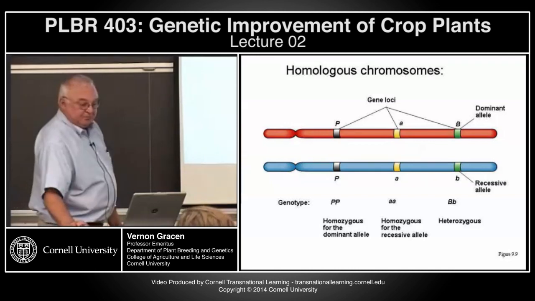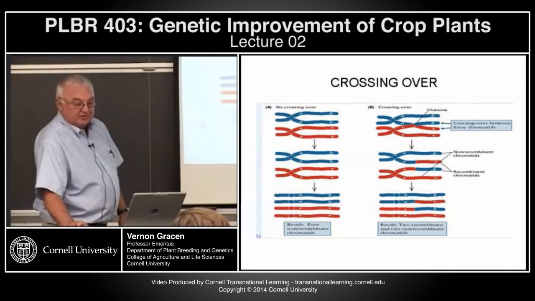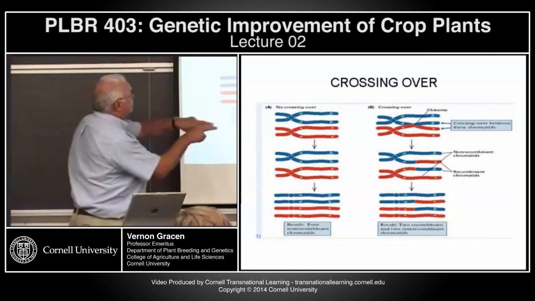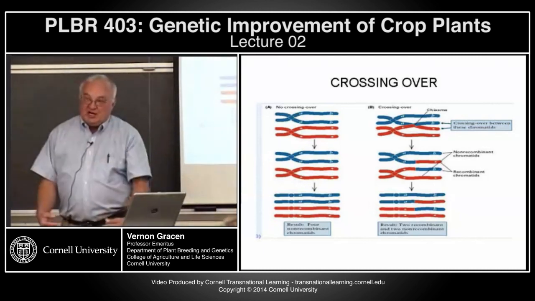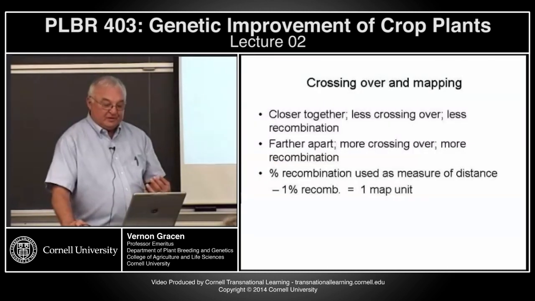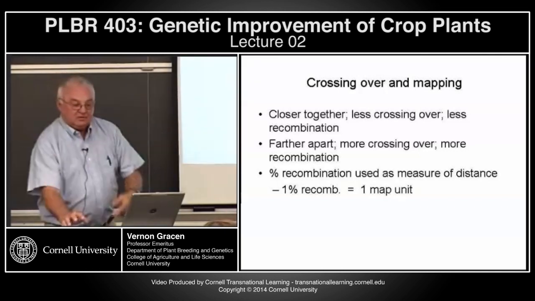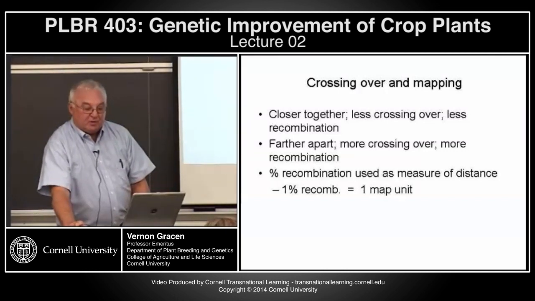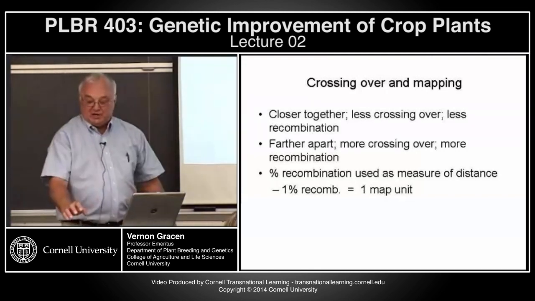Crossing over. I'm hoping you guys know most of this so I can rush through it. If you have questions, stop me. Crossing over occurs when the homologous chromosomes line up and pair together, and so you get exchange of genetic material. It occurs during meiosis. The closer two genes are, the less recombination. The farther apart, the more.